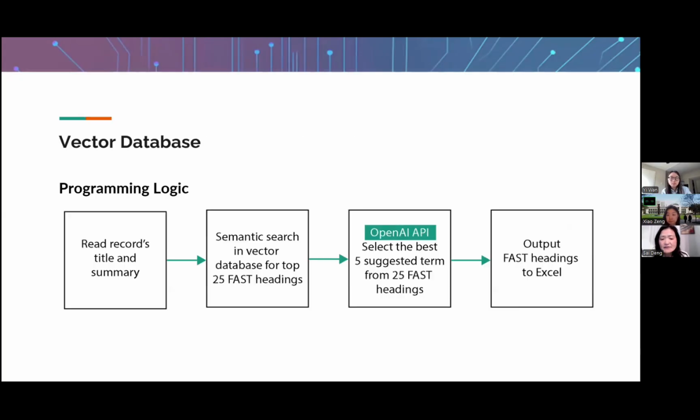This slide shows the OpenAI API and vector database workflow. So after building the FAST vector database, we used each record's title and summary to retrieve 25 semantically similar headings. ChatGPT then selected the best 5 in context. This ensures high-quality input while eliminating reliance on OCLC reconciliation and simplifies the workflow.